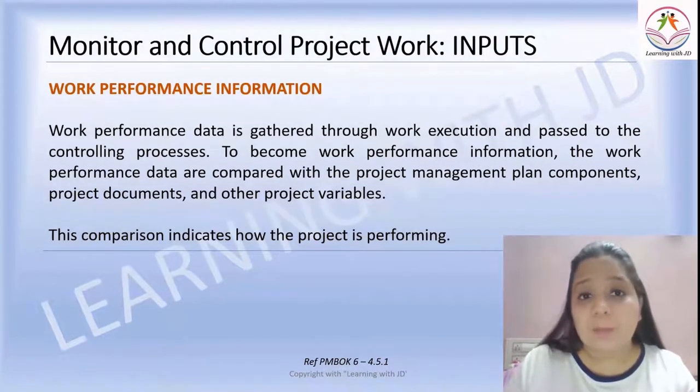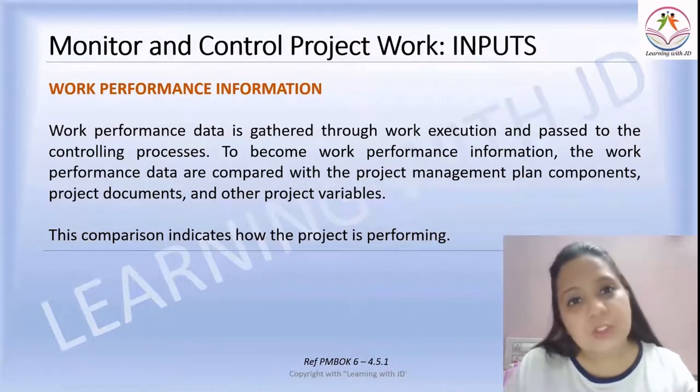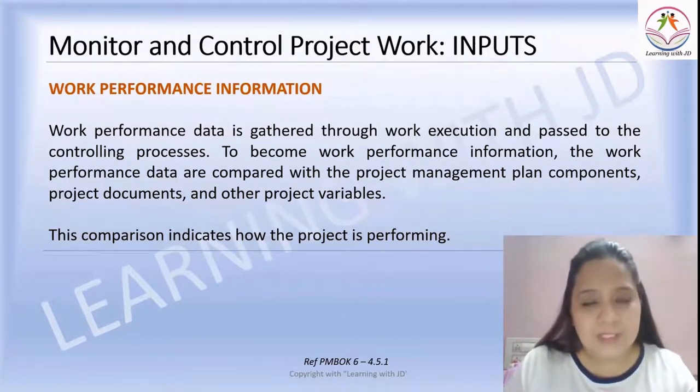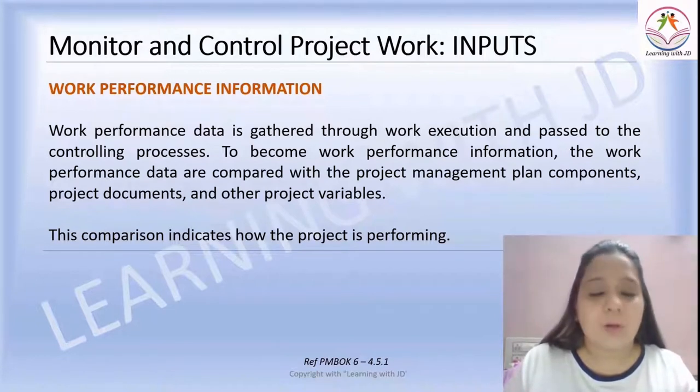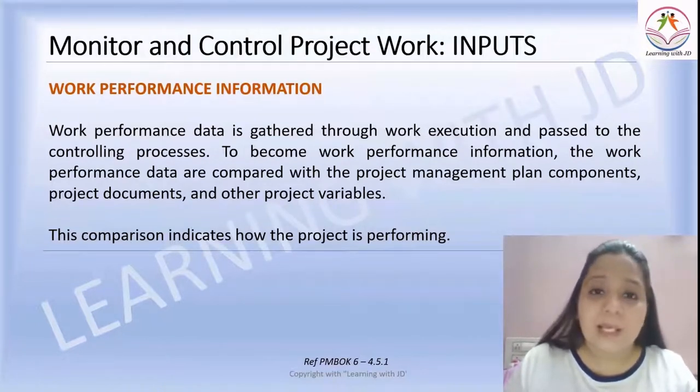Then you need the work performance information. Now what is the work performance information? There is some work performance data that is collected through the work execution section and it is passed on to the controlling processes. So when the data is extracted from the execution and passed on to the monitoring and controlling process group, it is known as work performance information. You need to know, right, what is the work that is performed and you need to monitor that. To become work performance information, the work performance data are compared with the project management plan components.